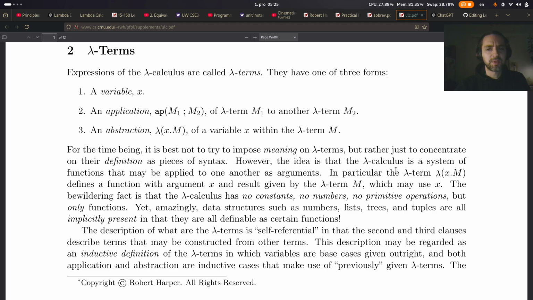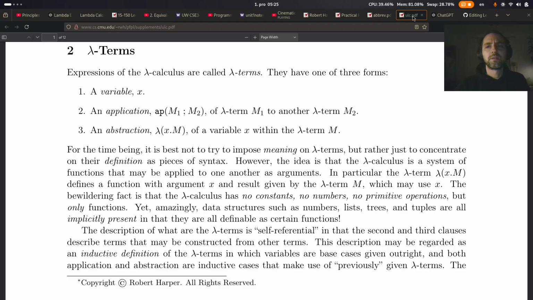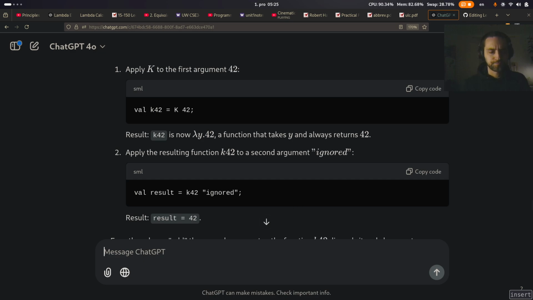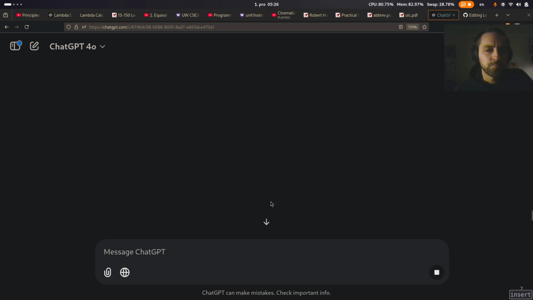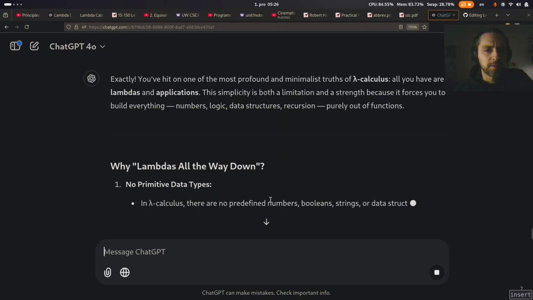So the idea is that the lambda calculus is a system of functions that may be applied to one another. Well, of course you're going to apply them to one another, right? Of course you are going to apply lambdas to one another because it's all you got. Right?